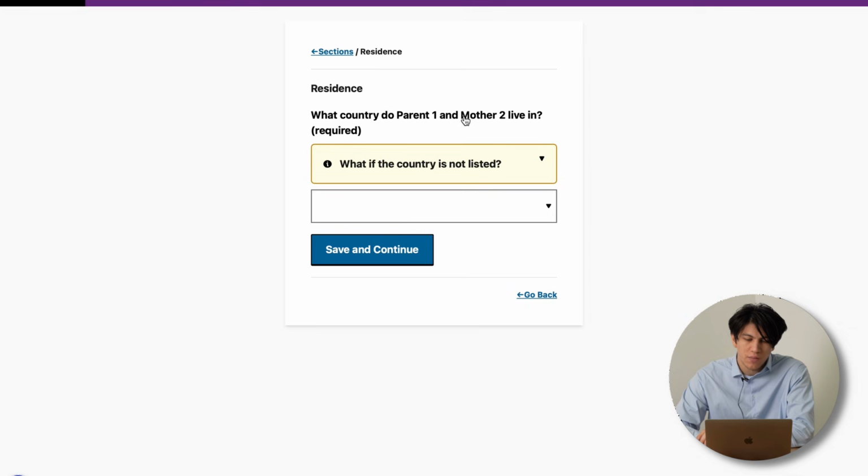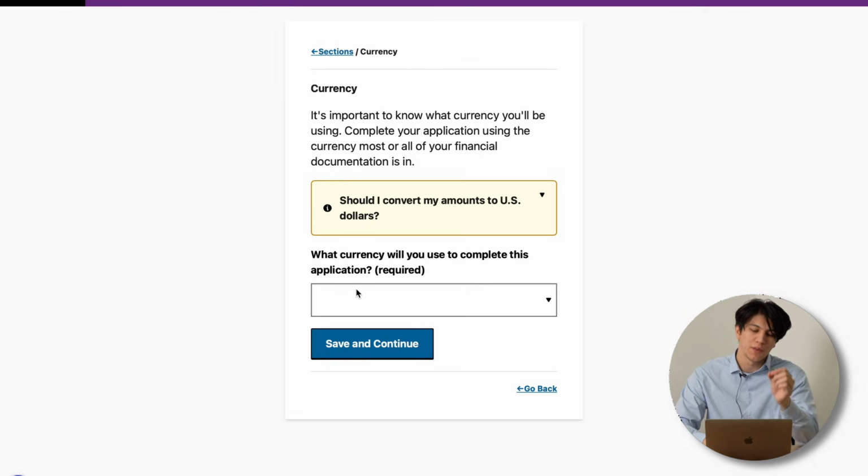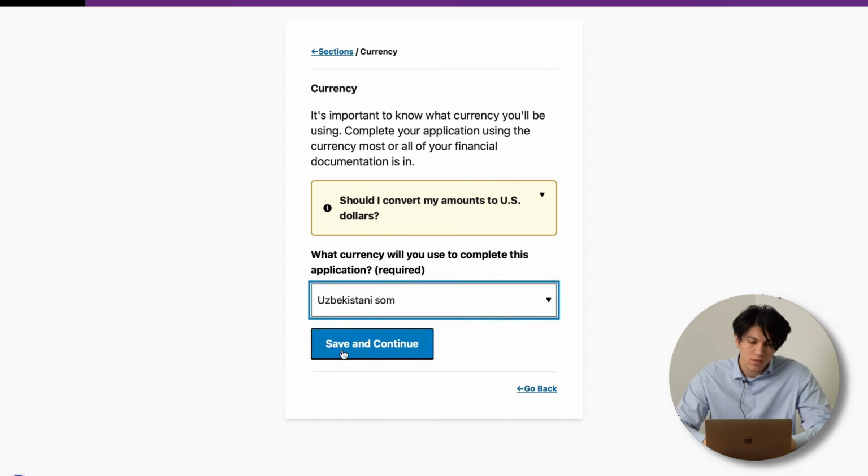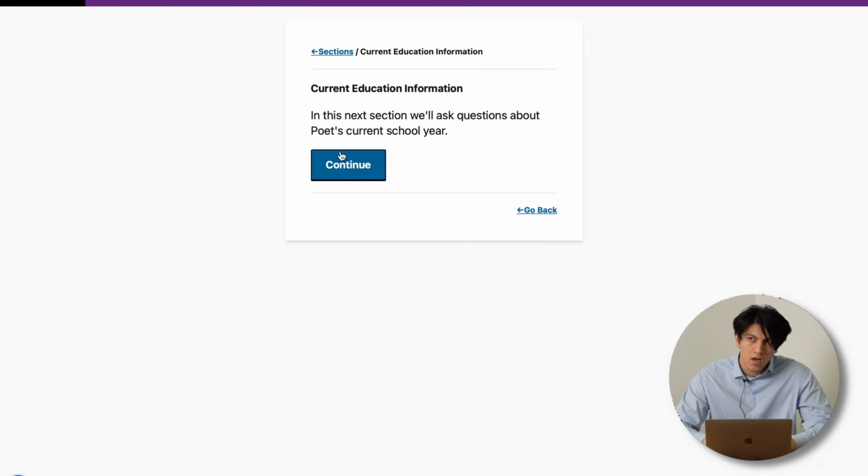What country do parent 1 and parent 2 live in? Uzbekistan. Okay. What currency will you use to complete? This is important. Why? Because the documents that you will be submitting after submitting the CSS profile to iDoc, you will not be submitting your documents in the CSS profile, you will be submitting them on iDoc. The documents that you will be submitting should be in the same currency. Okay? The document in Uzbekistan will be in Uzbekistan Sum, so therefore you have to put it in Uzbekistan Sum here. But if the document in your country is in whatever currency it is, you just put that. What currency? Uzbekistan Sum.